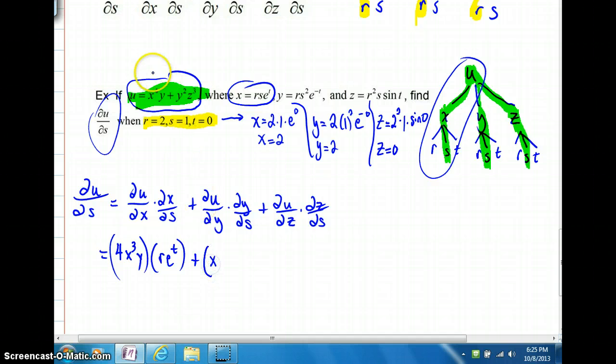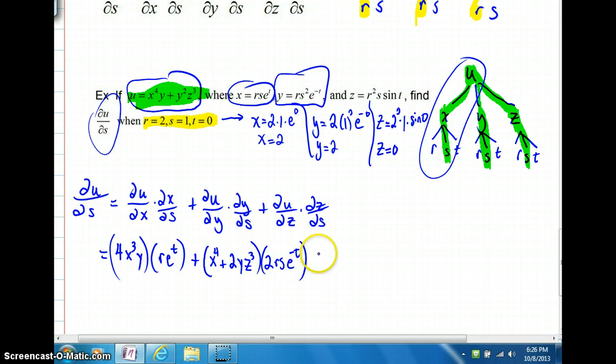Well, my first term, the derivative of y is a 1. X to the fourth we treat as a constant. For our second term, the derivative of y squared is 2y. Could we move z to the third out in front? Certainly we may. But now let's take the derivative of y with respect to s. We'll bring down the 2 and write 2rs e to the negative t. All these other parts of the problem are really just constants.